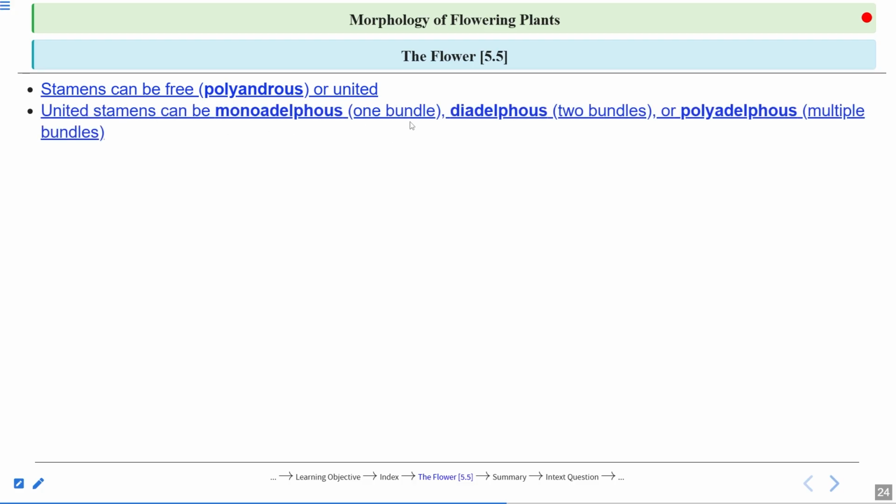United stamens can be monoadelphous. If all the stamens are present in one bundle, then you call it monoadelphous condition. When they are present in two bundles, then you call it a diadelphous condition. And when there are multiple bundles of stamens, then it is called polyadelphous condition. Filament length can vary with the flower, as in salvia and mustard. The stamens are of two types, one larger, one smaller. So the length is varying in the case of salvia and mustard.